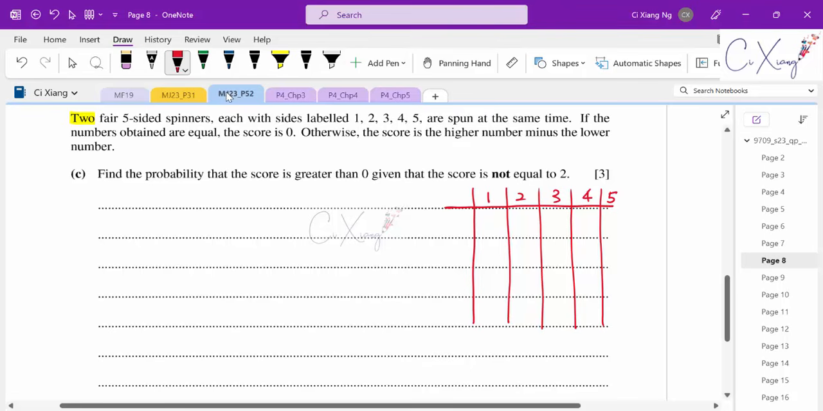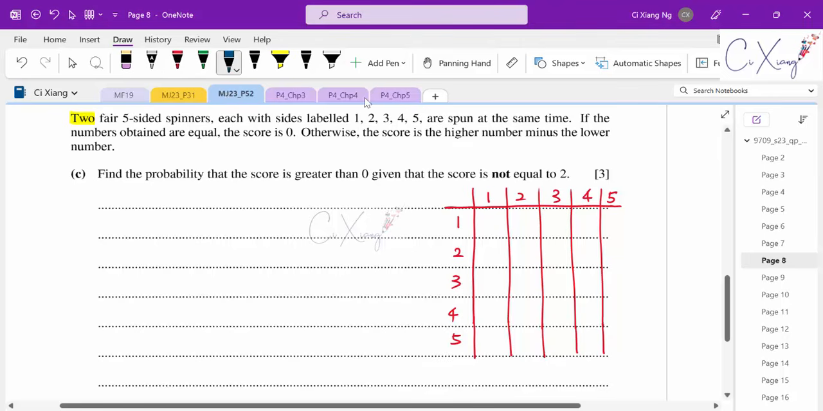Okay, then after that, for this part, I'm having 1, 2, 3, 4, and 5. We're having two spinners, two dice, or two coins, right? All the events that involve two objects that act independently, then you can basically consider this kind of method.